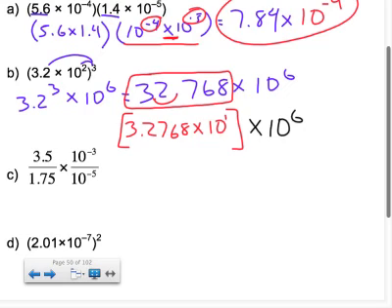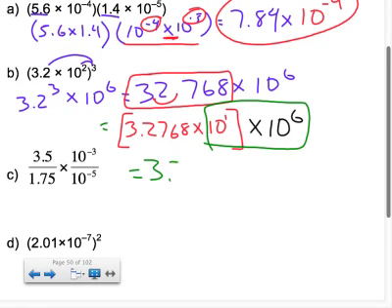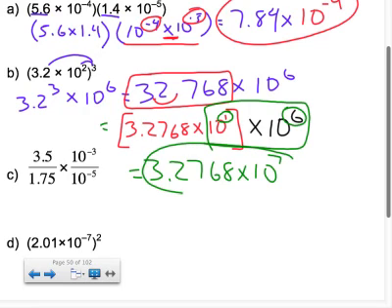All right, and so now what you do is you recognize, well, I have these, and I'm multiplying. I can combine those. So your final answer here is going to be 3.2768 times 10. Remember, you're going to add these because you're multiplying, so times 10 to the 7th power.